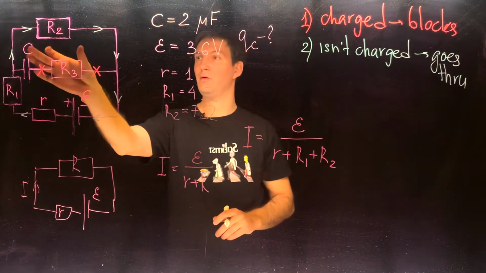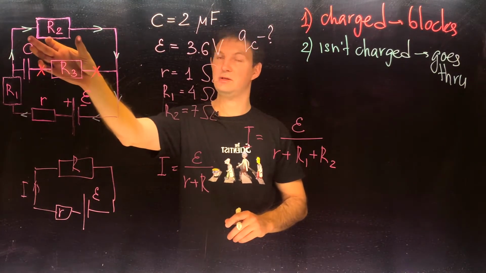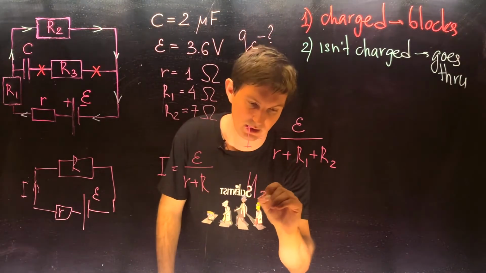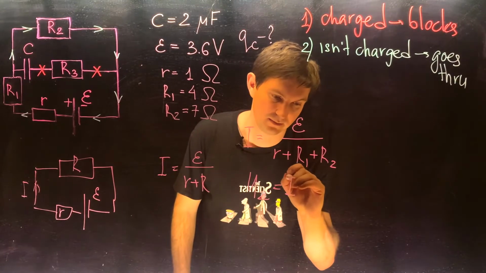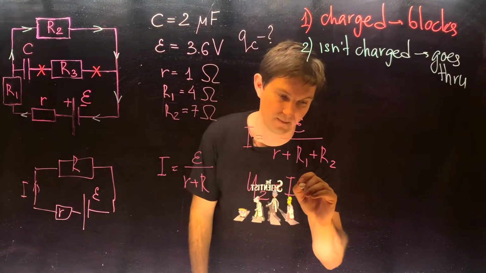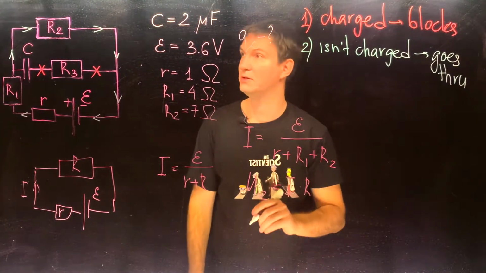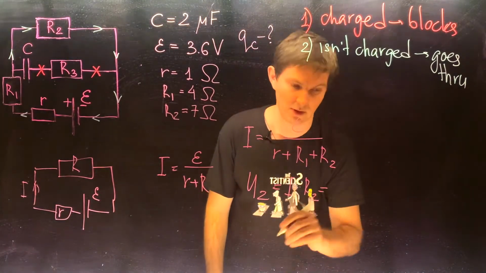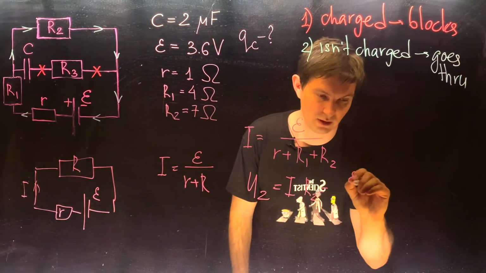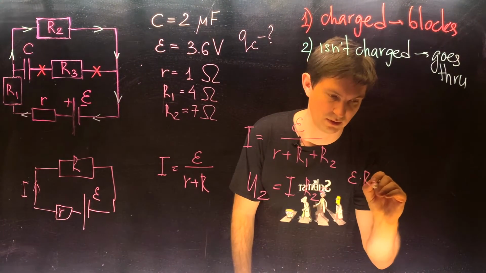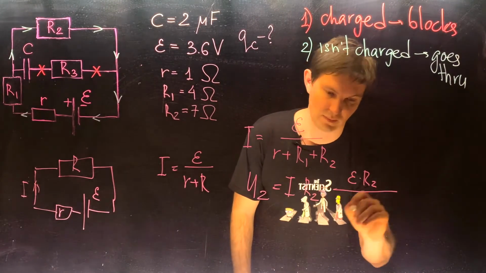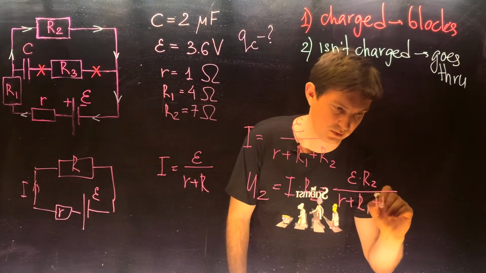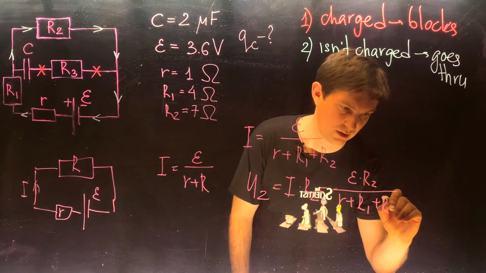So the voltage of the second resistor is the current multiplied by the resistance of the second resistor. So it is E times R2 divided by R plus R1 plus R2.